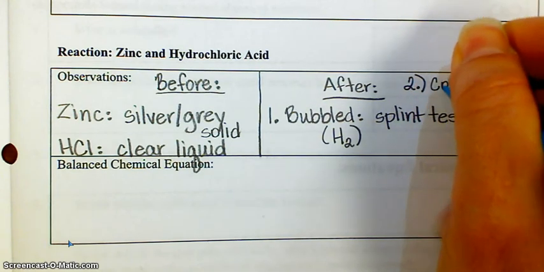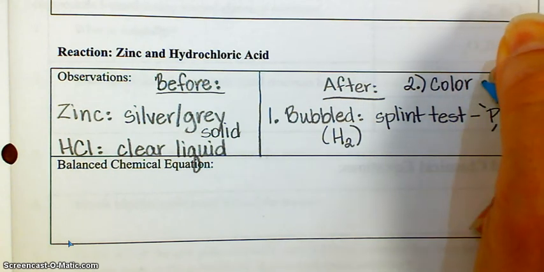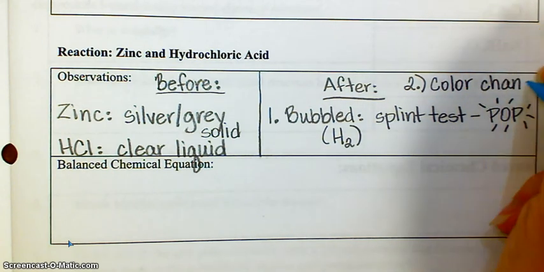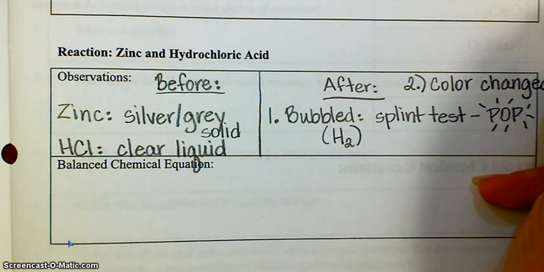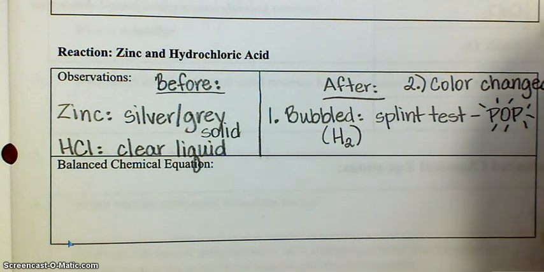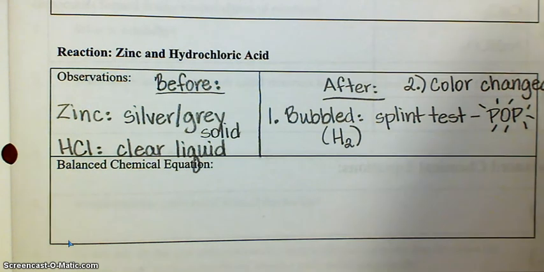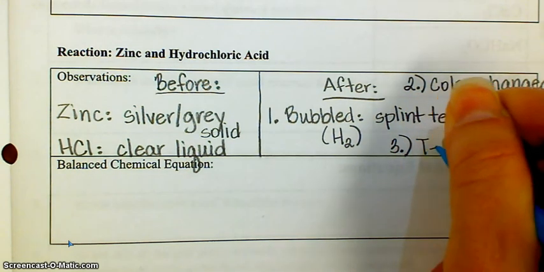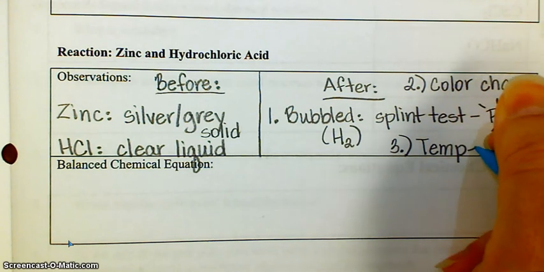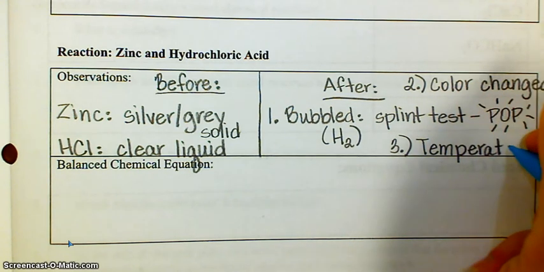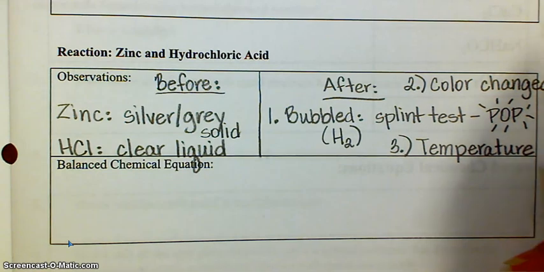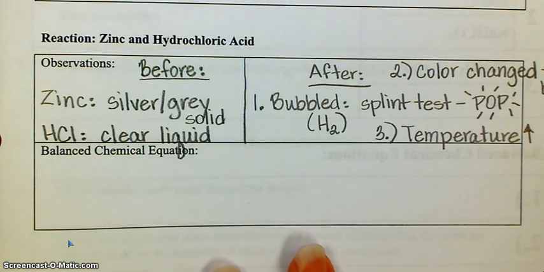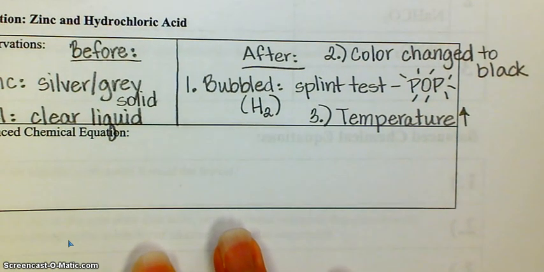Number 2, we had a color change from kind of a silverish to kind of a dark grayish black. And then number 3 is we had a temperature change, and the temperature went up. So I'm just going to put temperature, and then I'm going to draw an up arrow to indicate that the temperature increased. Okay. All right. So those are our 3 observations.